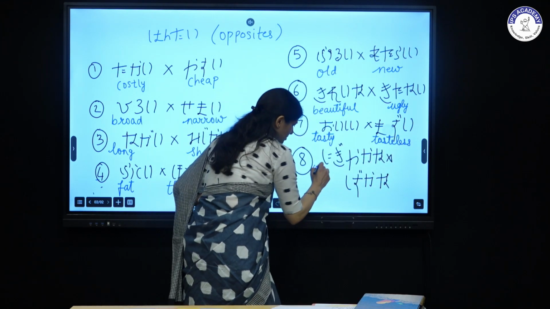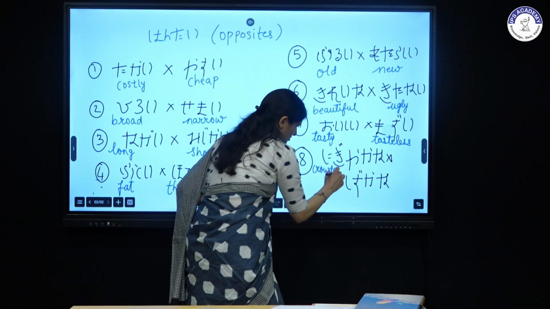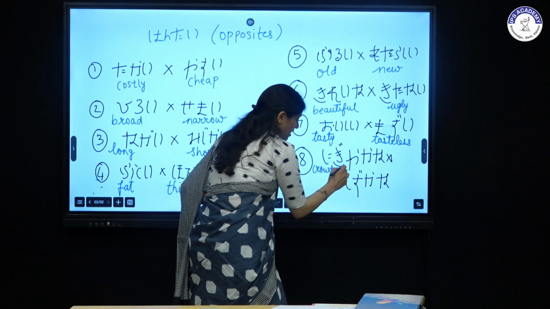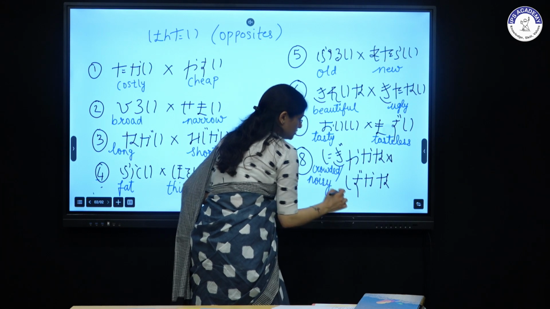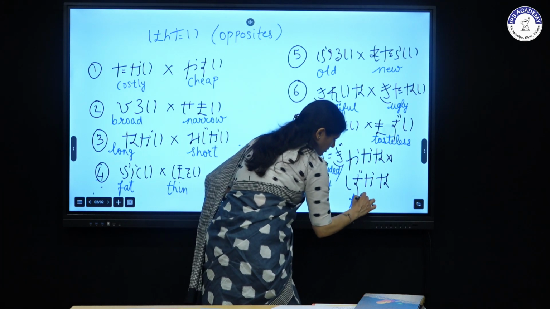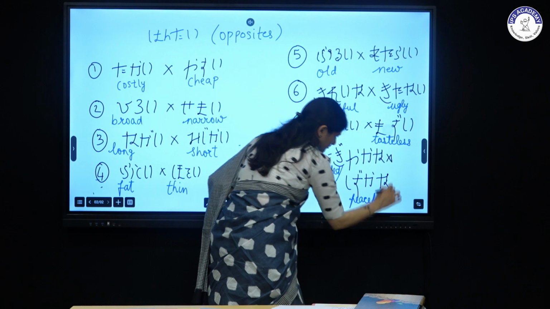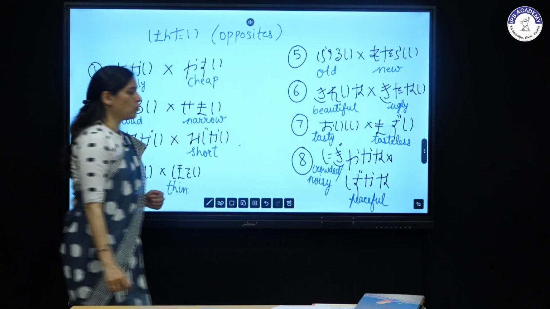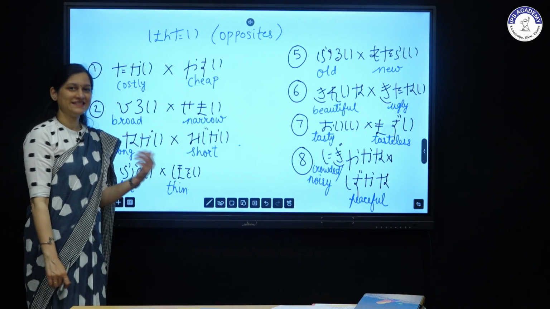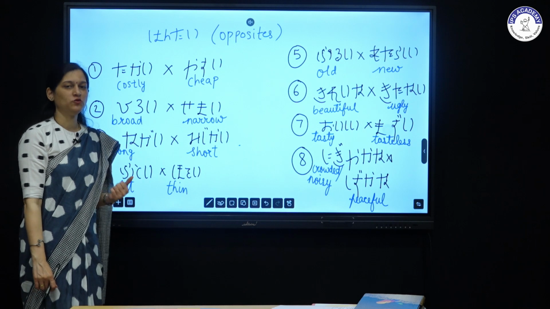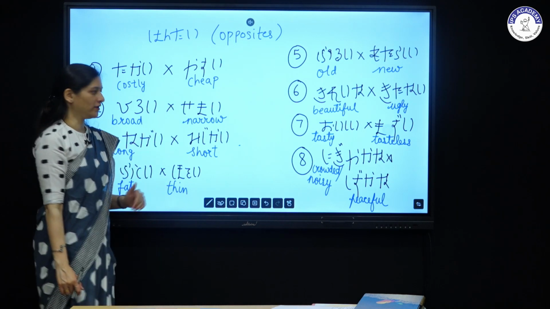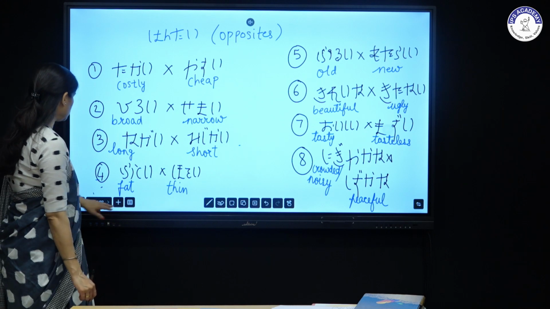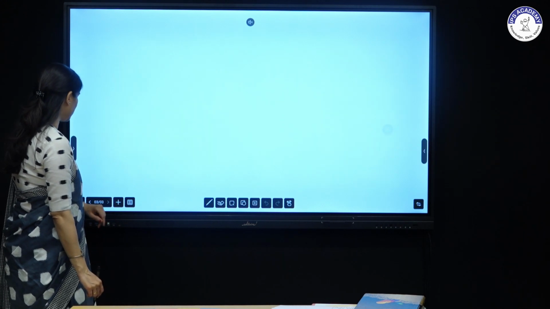Nigiyaka na is crowded or noisy. Shizuka na is peaceful. Wakarimasu ka? Zenbu wakarimasu ka? Zenbu means all. So have you understood each and everything here? Okay. So let's move to the next part.